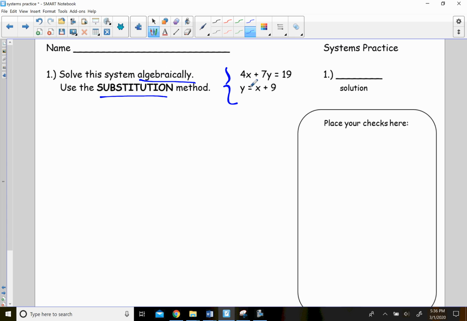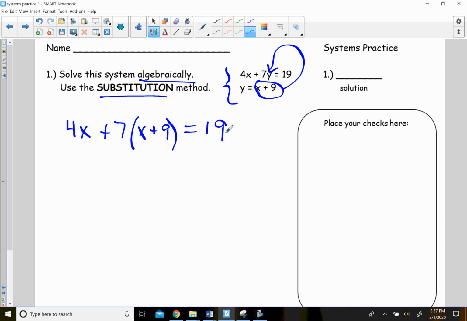So if I look at that second one, y is the same as x plus 9. So anywhere there's a y, I can substitute or plug in x plus 9. So if I go back to that first equation, there is a y times 7. So I'm going to rewrite that equation, but instead of y, I'm going to use the substitute of x plus 9. So that top equation is now 4 times x plus 7 times the substitute for y, which is x plus 9. So 4x plus 7 times my new y, the substitute, and that equals 19. By substituting that expression in, I now have an equation with one letter.